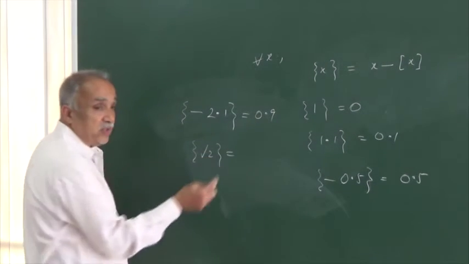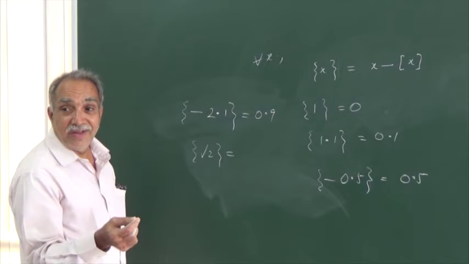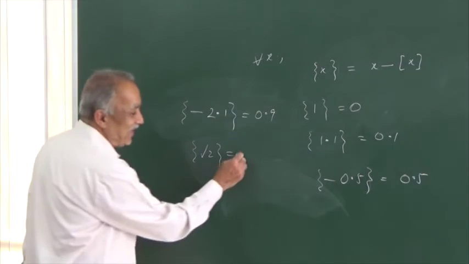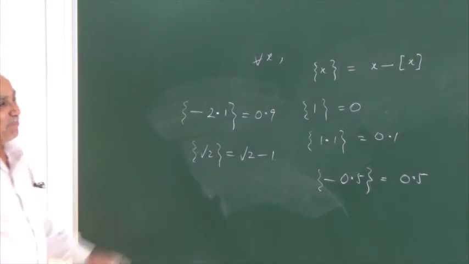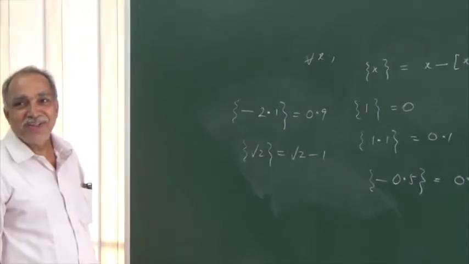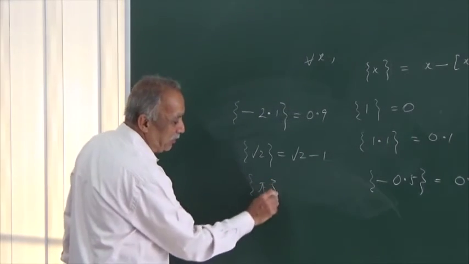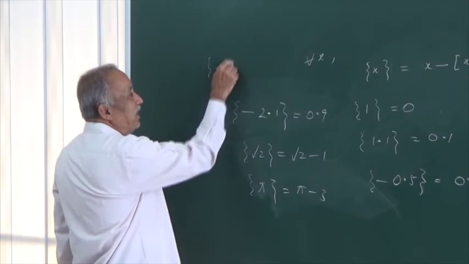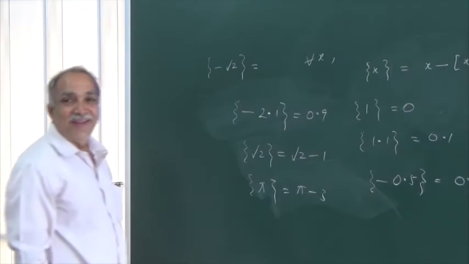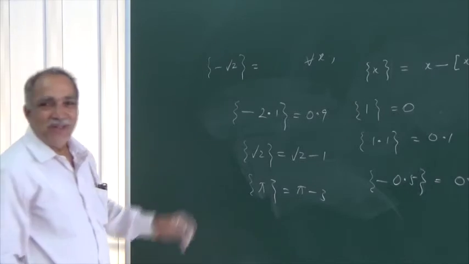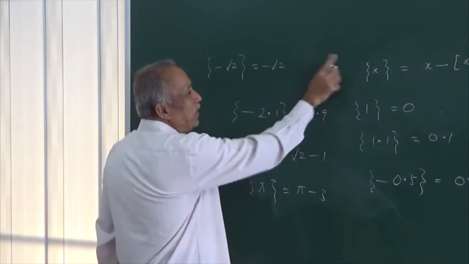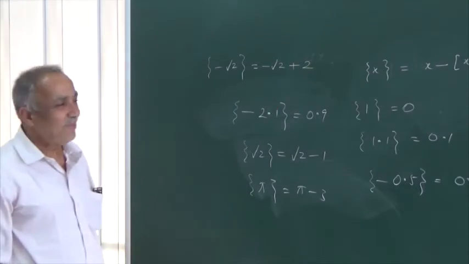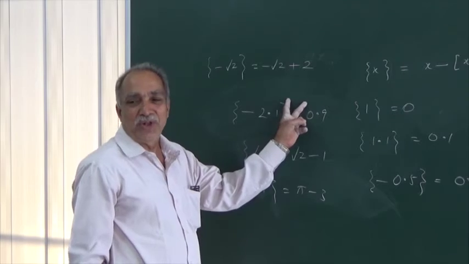Fractional part of root 2 is 0.14, which is only an approximation. I want the exact value. Root 2 minus 1, by definition actual value minus integer part. Fractional part of pi will be pi minus 3. Fractional part of minus root 2 will be, again applying the definition, actual value minus root 2 minus its integer part minus 2. The final value must be a positive number.